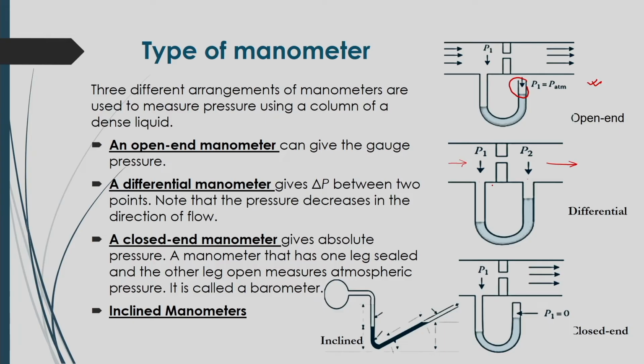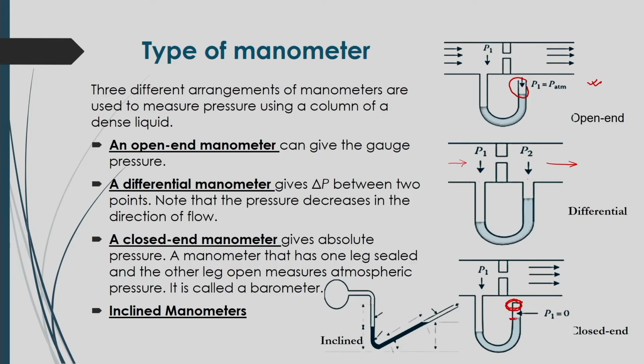In this case, a manometer that has one leg sealed and the other leg open measures the atmospheric pressure. Very interesting: one leg is sealed like this, and another leg will be connected to the process system. It is called a barometer or something like that, whenever there is a seal on that right leg.